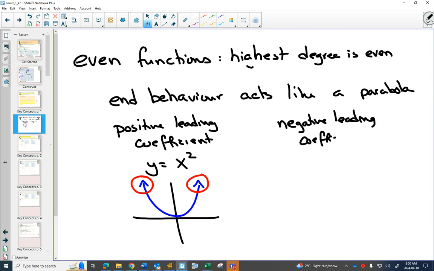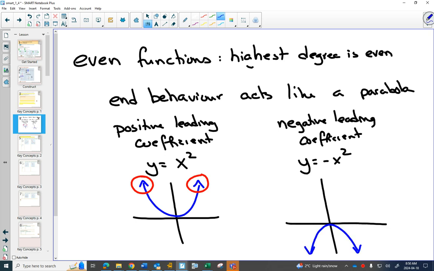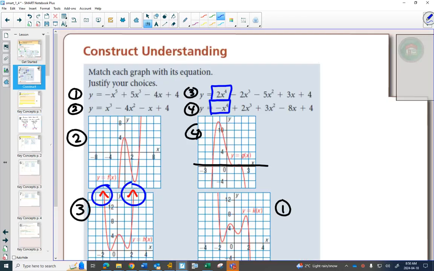And if we had a negative leading coefficient, right? If we put a negative in front of a parabola, it opens down. And if I circle the end behavior now, it means that both sides are going down. Did we have any even functions in the one that we did? Yes. Number 4 was even. Notice both of those arrowheads are pointing down at the end.